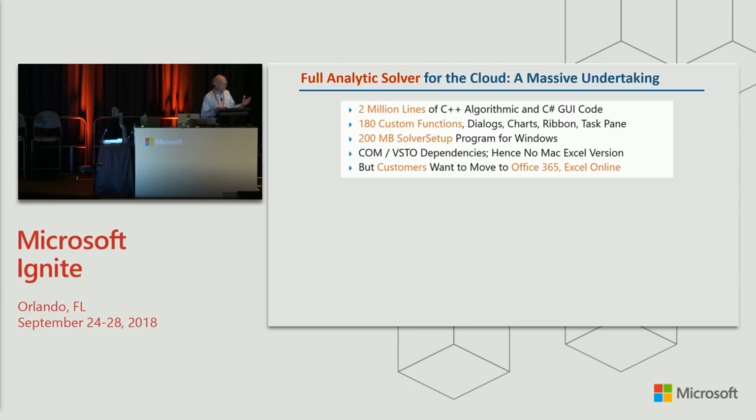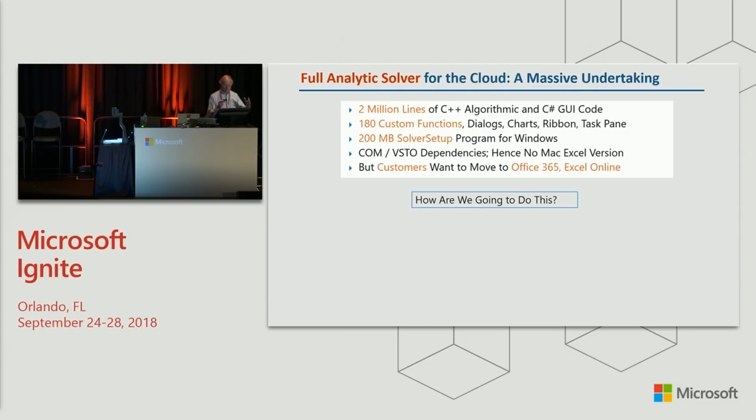So back to us, we have this very large piece of software with a lot of dependencies on COM and VSTO and so on. But customers want to move to Office 365. We actually have, as you saw earlier, more than 500,000 people who have downloaded or installed those free add-ins from the App Source. So how are we going to do this?